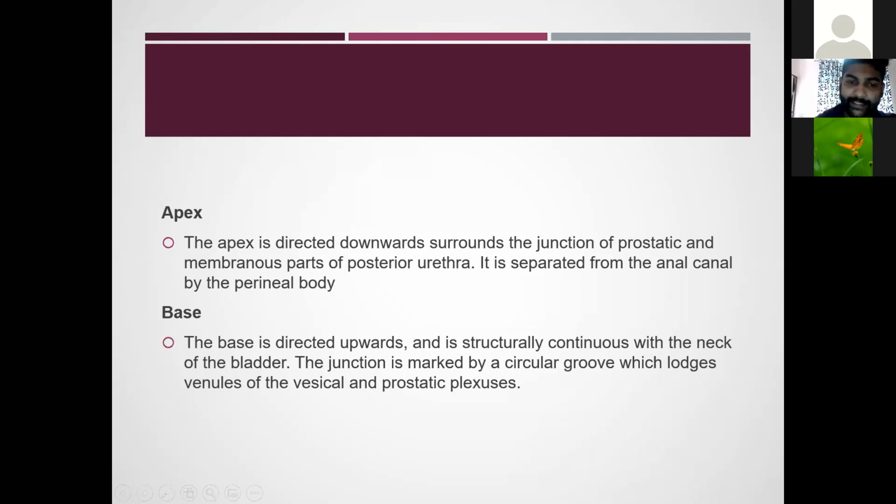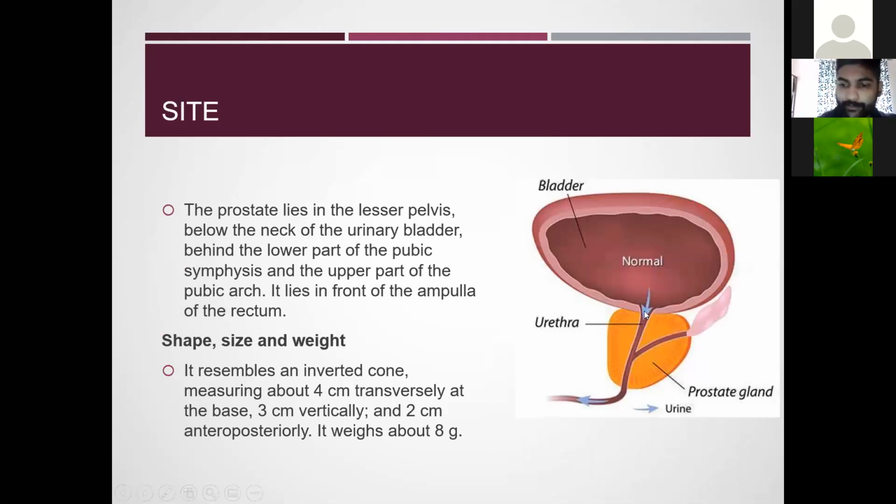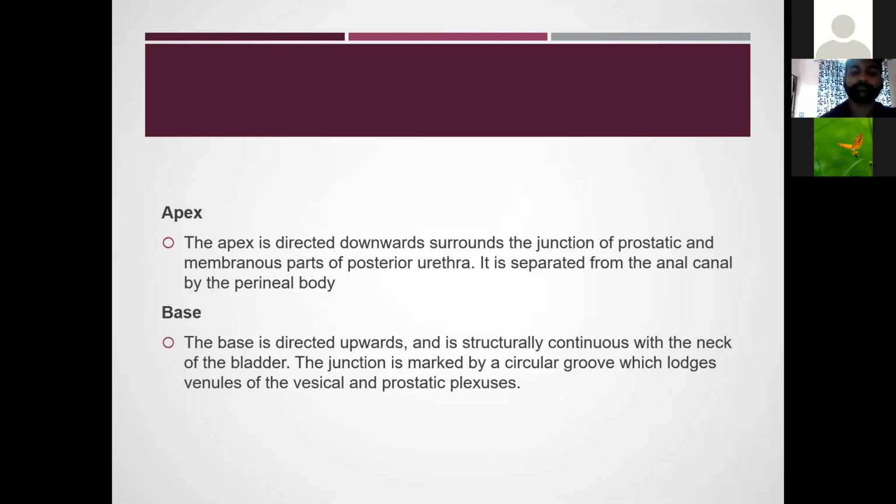Then the base is directed upwards. So the apex is directed downwards and the base is directed upwards, and it is structurally continuous with the neck of the bladder. In this picture you can see that it is continuous with the neck of the bladder. And the junction is marked by a circular groove which lodges the venules of the vesical and the prostatic plexus.